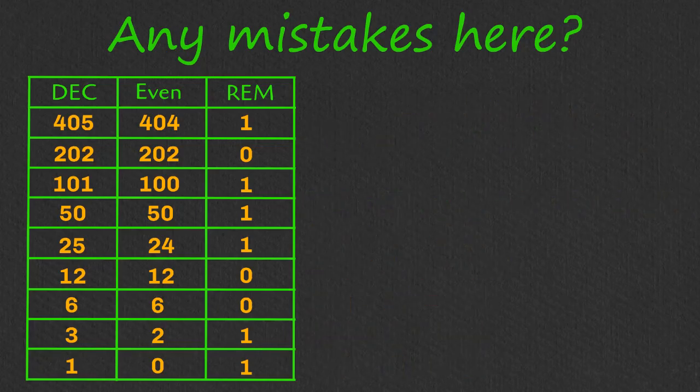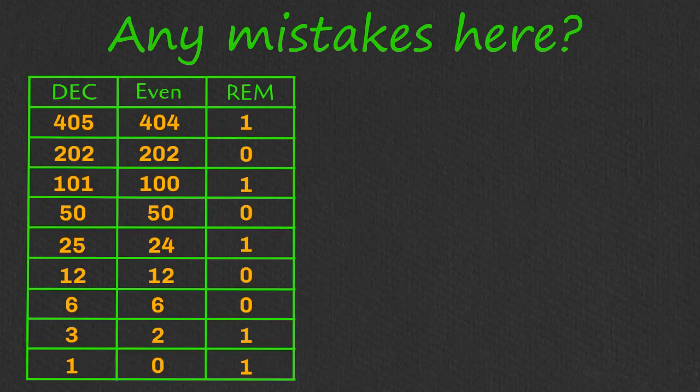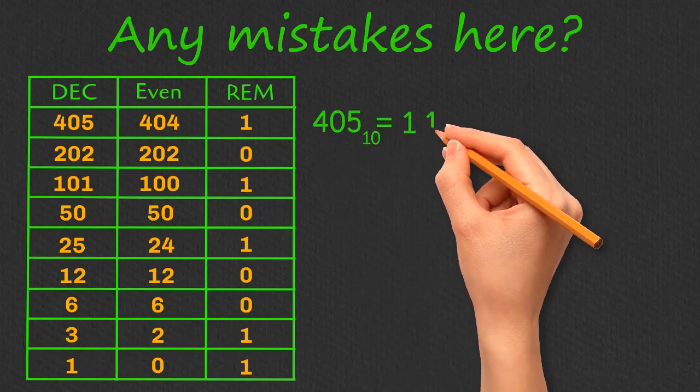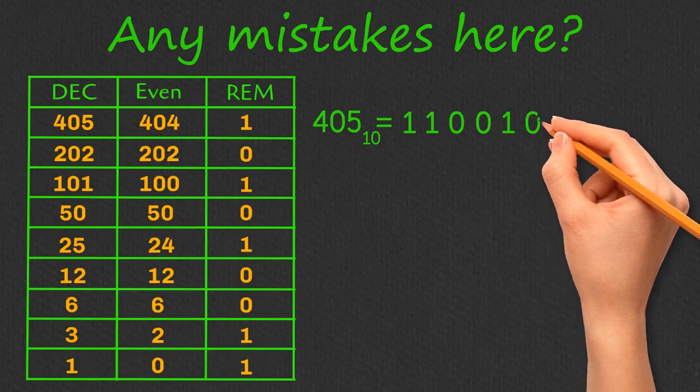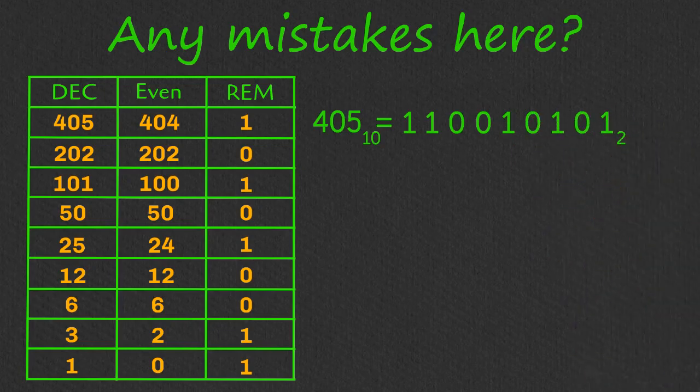The mistake is in the row of 50, 51, as 50 add 1 makes 51, not 50. This is also an easy mistake to fix. We just have to swap the 1 in the remainder column to 0, as all the other rows in the table are correct. Now, our new answer is 1100100101.